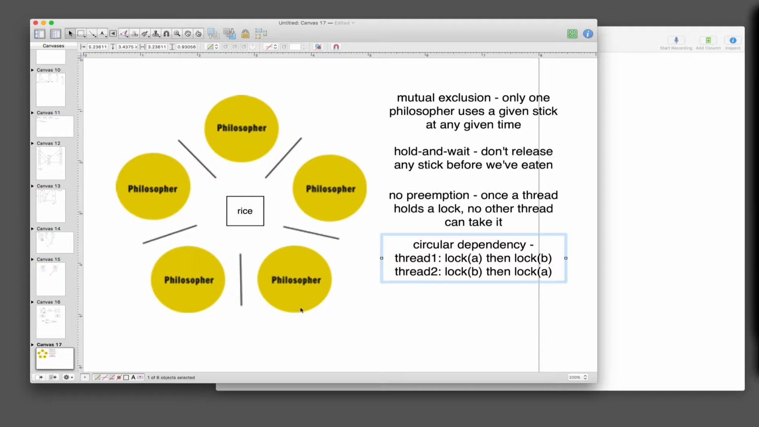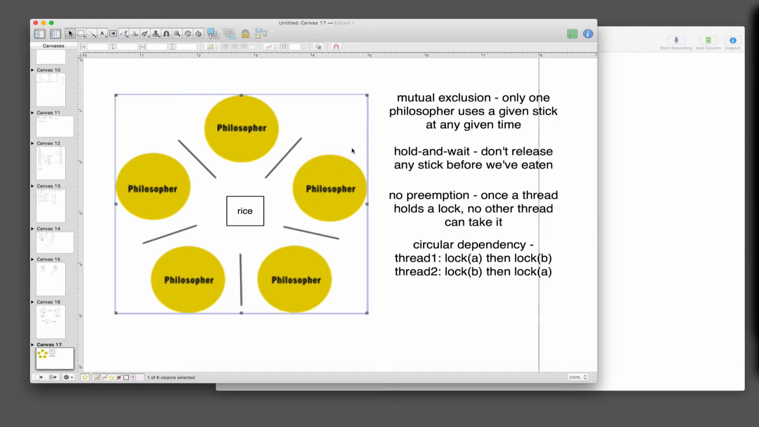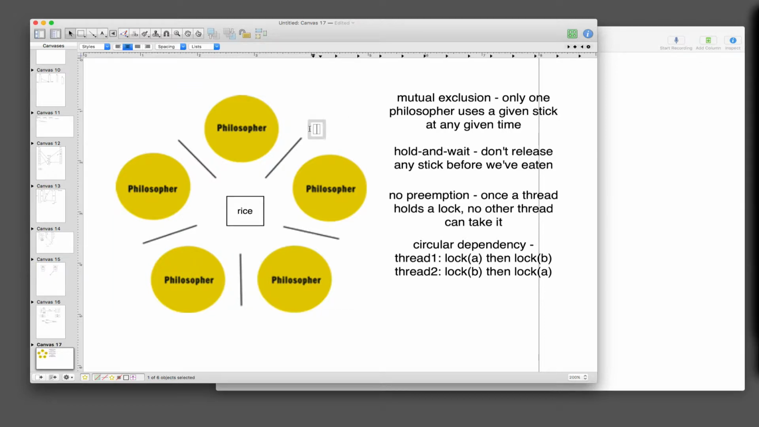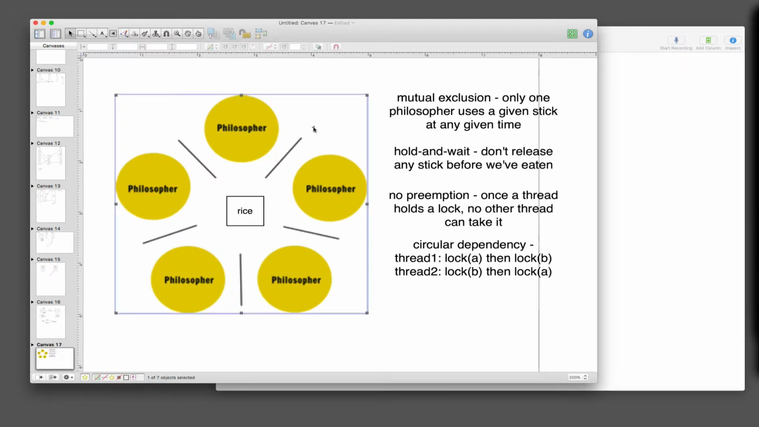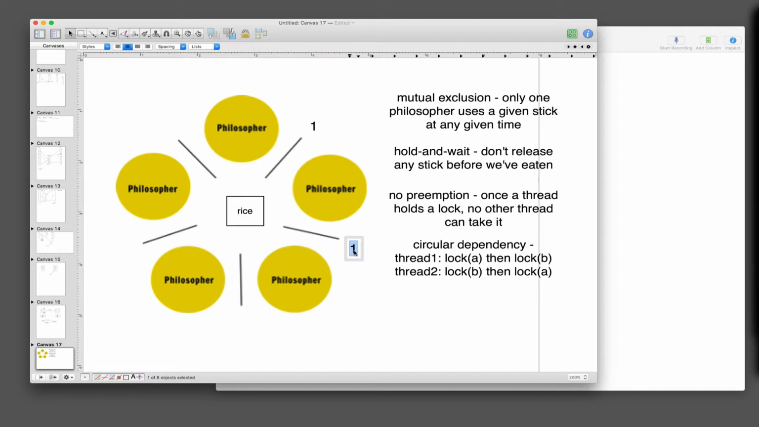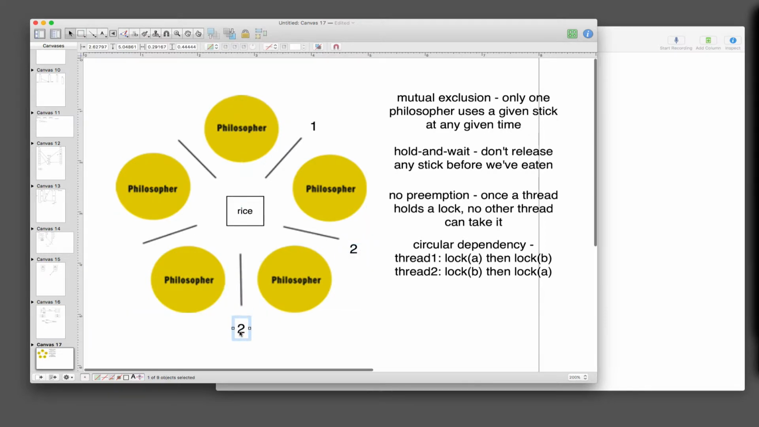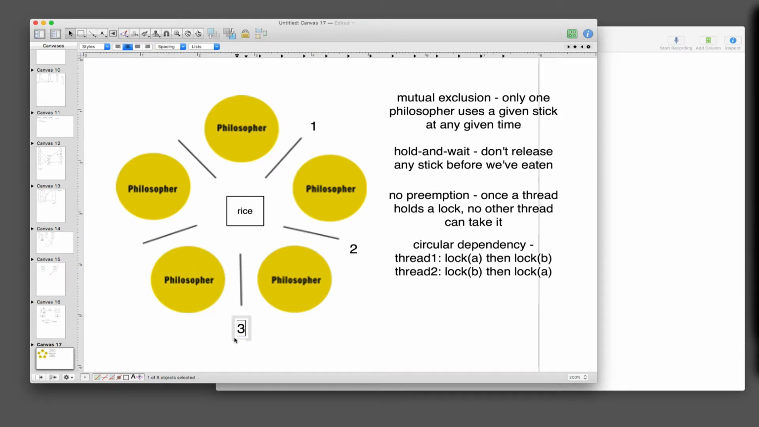So actually there's a standard solution for this that is really easy and that is highly recommended for every locking system out there, and that is to essentially number your locks, number your sticks. So let me put some numbers on it. And now instead of taking the stick on your left, you always grab the lower numbered stick first.